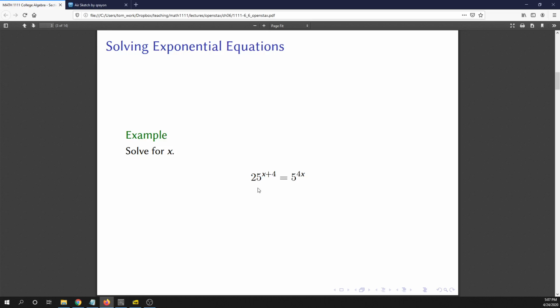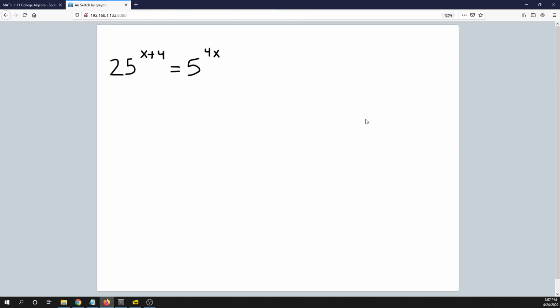And so it's not quite as easy as the problem before, but it's just a couple steps away from being that easy. So let's see how to do this. Okay. All right. So it is very easy for us to write this 25 as a power of 5. And that is very helpful, right? 25 we know is 5 squared. And I'm going to put that in parentheses, and that will still be to the x plus 4 power. So here I'm just rewriting this 25 as 5 squared.